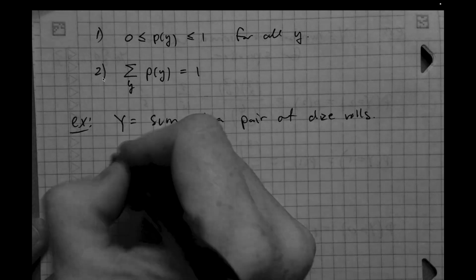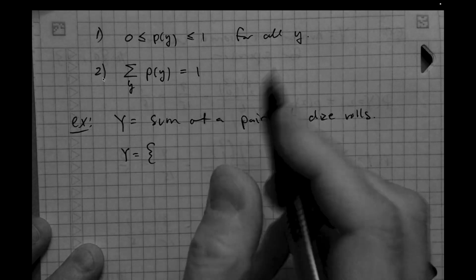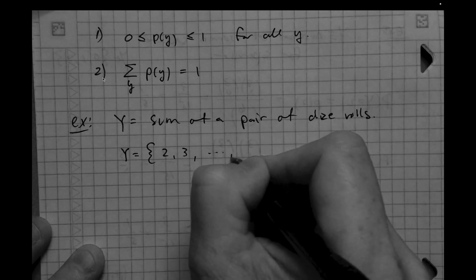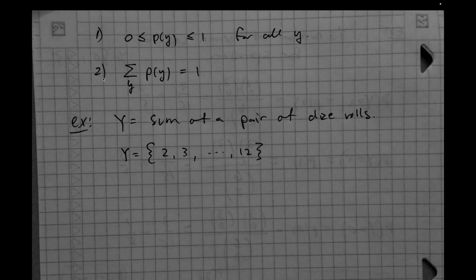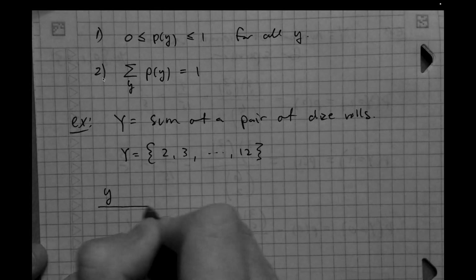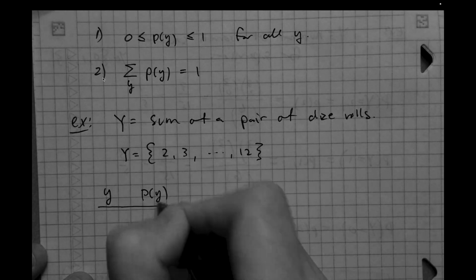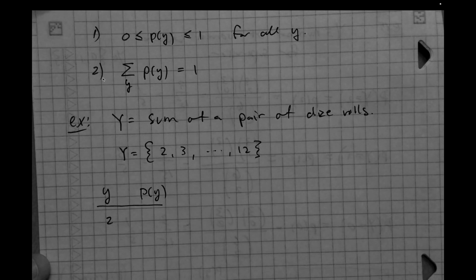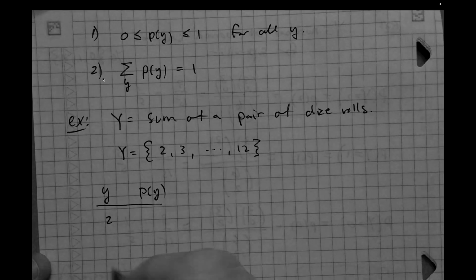But we know that y is in the set 2 through 12, right? 2, 3, and so on up to 12. So there are 11 values that the random variable y can assume. Let's write this out as a table first. So y can be equal to 2. That's like I roll a 1 and then I roll another 1 and I get a 2 when I add them together. It could be 3, 4, 5, 6, 7, 8, 9, 10, 11, or 12.